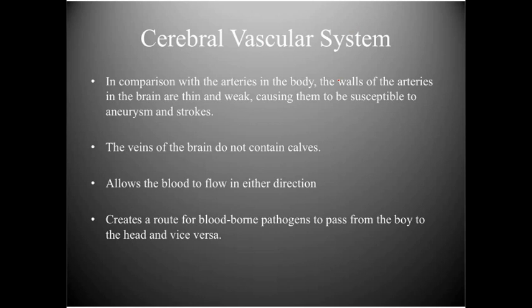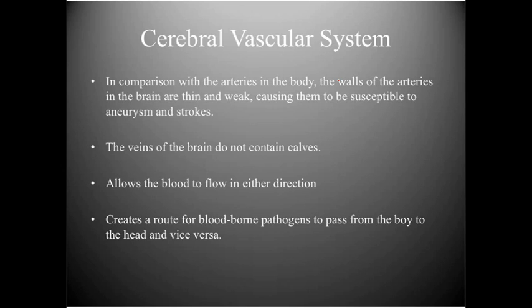So the cerebral vascular system, in comparison with the arteries in the body, the walls of the arteries of the brain are thin and weak, which causes them to be susceptible to aneurysm and strokes. That's why it's always a concern if a patient is having symptoms of an aneurysm or if a patient is having symptoms of a hemorrhagic stroke, simply because of this weakness.